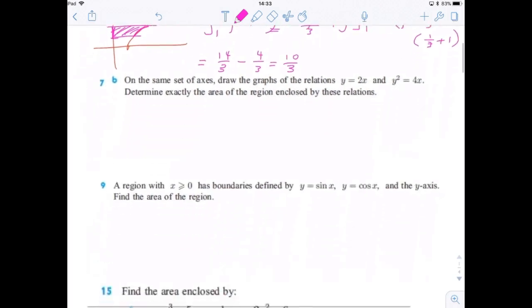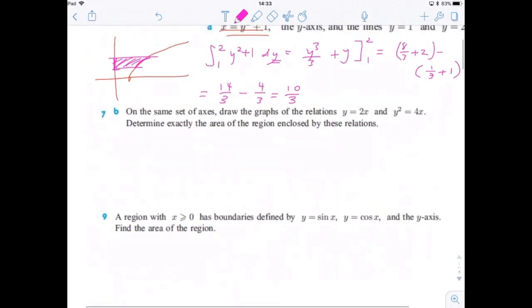Okay, next problem. On the same set of axes, draw the graphs of the relations y equals 2x and y squared equals 4x. Let's see, y equals 2x is a straight line. Remember, y equals mx, so the slope is 2, so it looks kind of like that. Y squared equals 4x. Let's see, written with y on the left isolated, we would say y equals square root of 4x, okay?